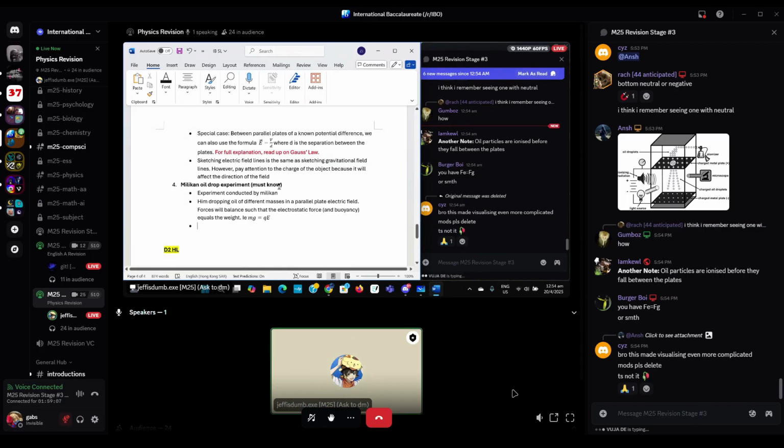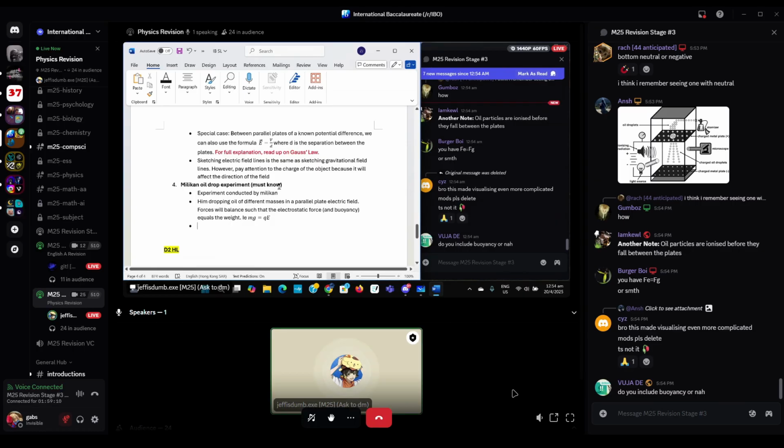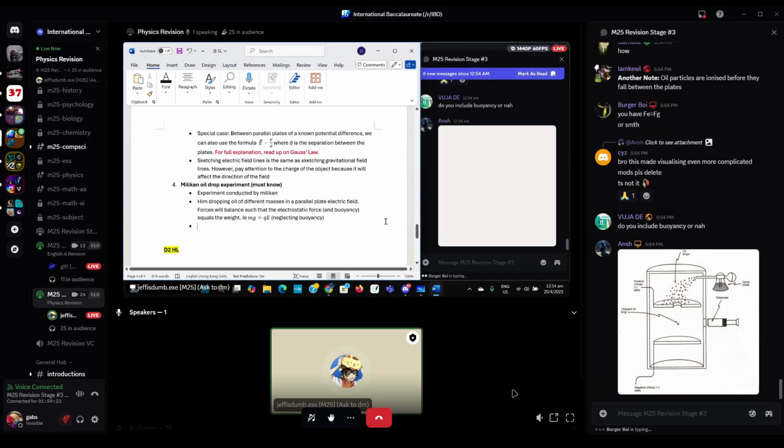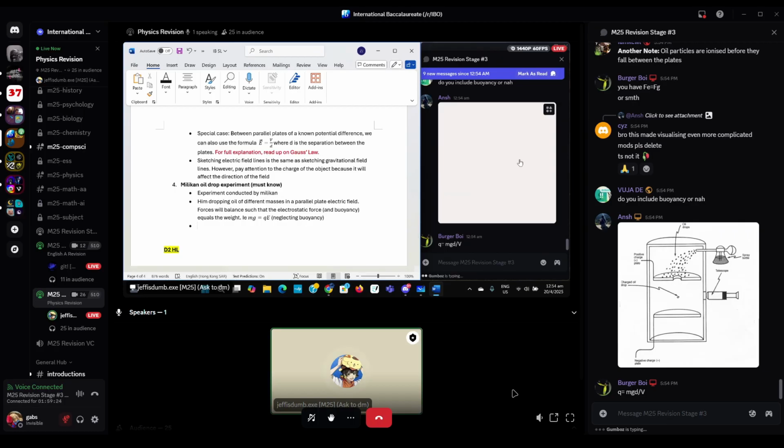For the Millikan experiment, yes, the oil particles have to be charged. I'm just going for a basic idea. So I'll neglect buoyancy for now, but you can make a correction for buoyancy.